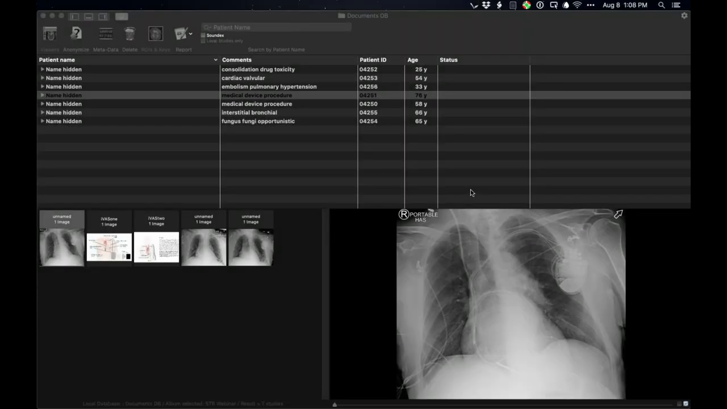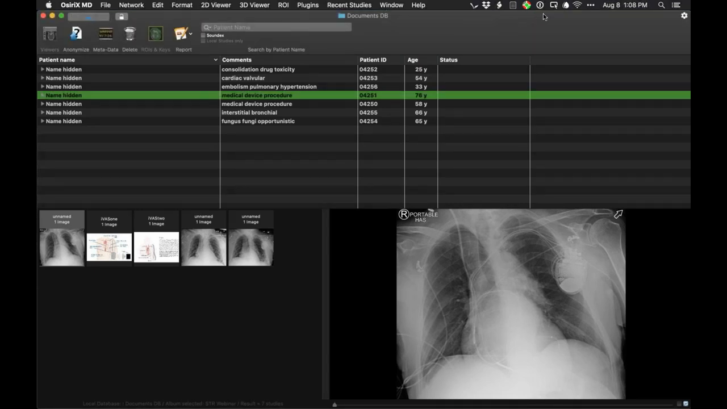So let me make sure that you can see my screen. Give me a second. David, can you see my screen okay now? Yes, just fine.